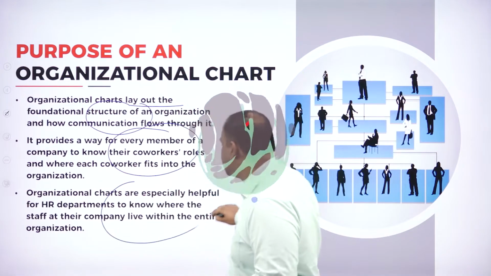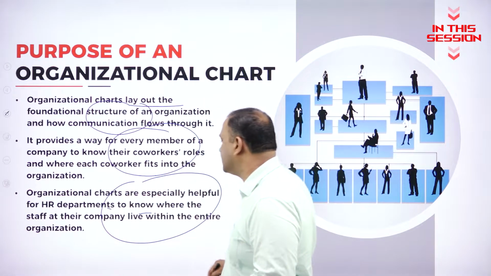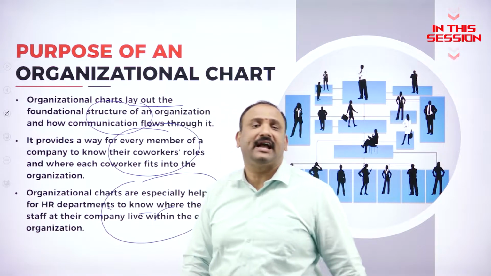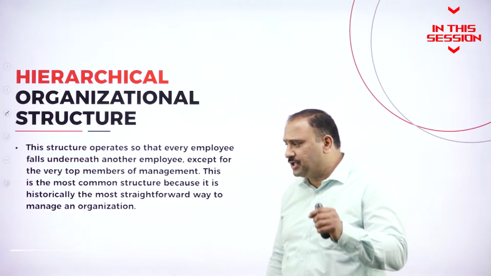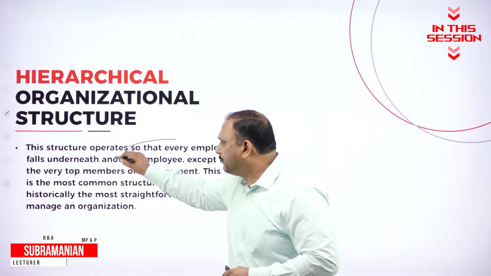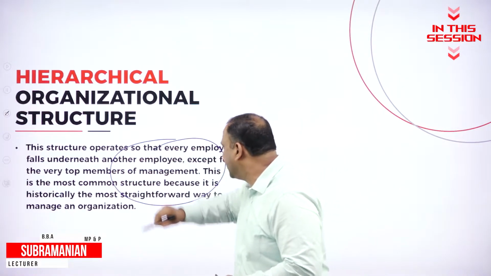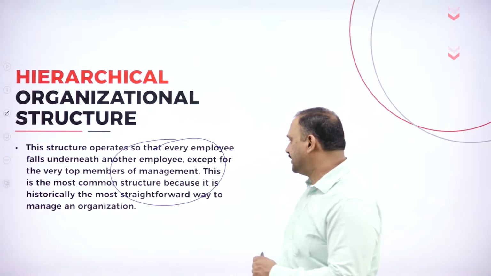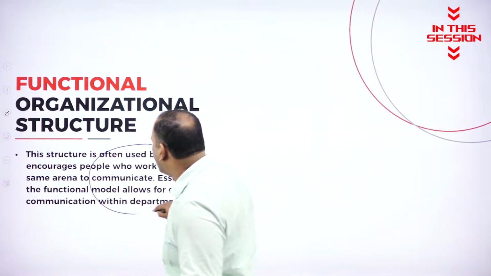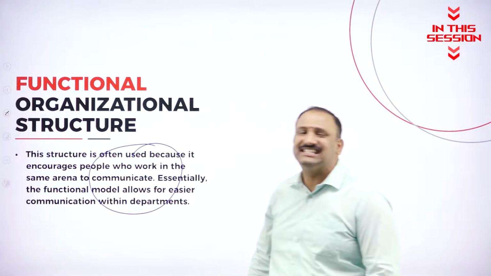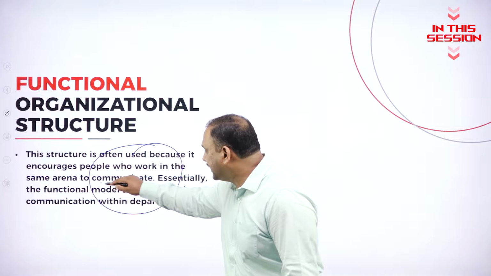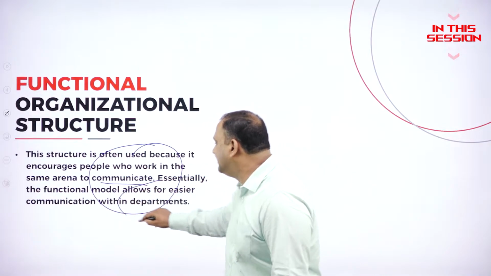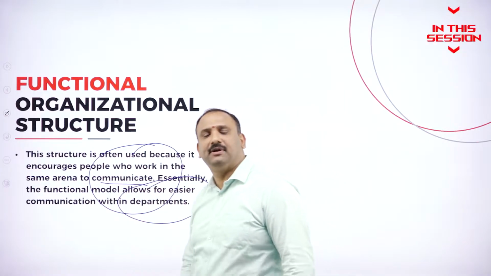The organization charts are especially helpful for the HR departments to know whether the staff at their company live within the entire organization. This structure operates so that every employee falls underneath another employee except the topmost person, the top manager here. The structure is often used because it encourages people who work in the same area to communicate. Essentially, the functional model allows for easier communication within the department.